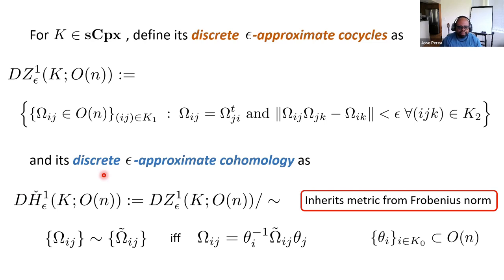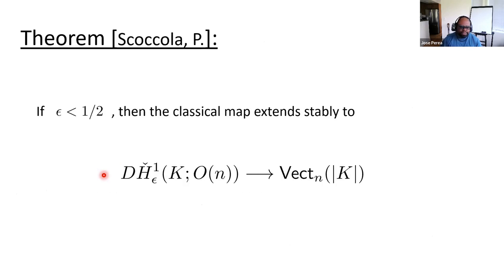Okay, so with that scary preamble, now we're ready for the first big theorem we're able to prove. We prove that if epsilon is less than 1/2, meaning that your cocycle condition is satisfied up to a 1/2 error, then the classical map from cohomology to vector bundles can be extended to this setup of just approximate cocycles, right? So we're able to allow for cocycle conditions that are satisfied only up to an epsilon error, but we're still able to associate a vector bundle to those approximate cocycles.